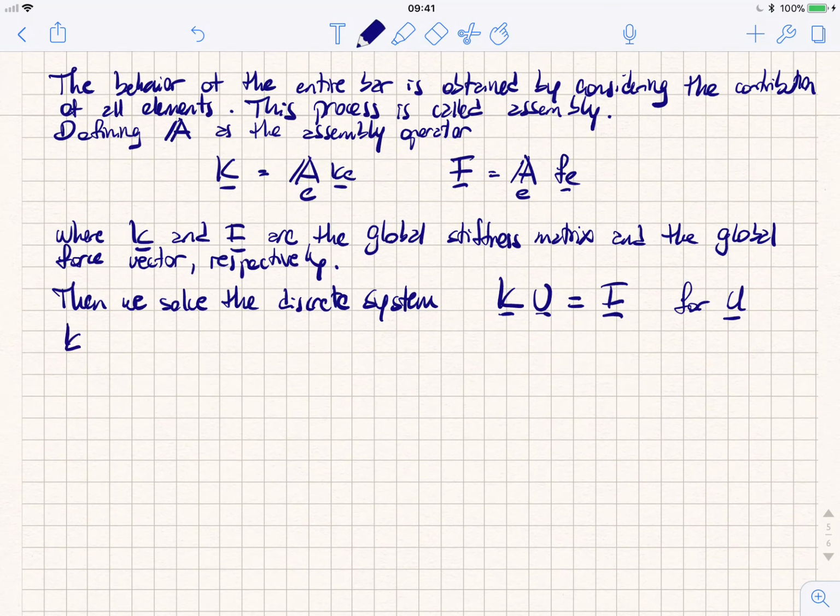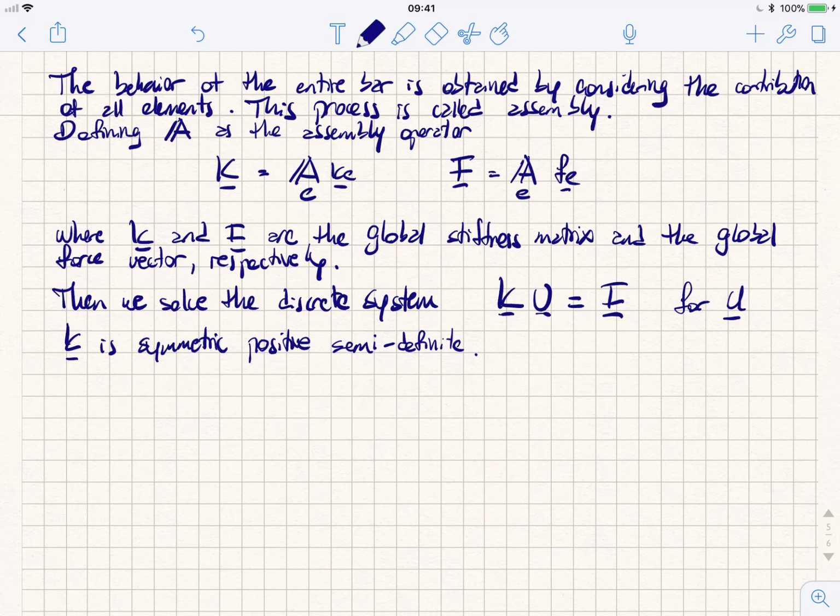K is symmetric, positive semi-definite. What does that mean? Who can tell me what semi-definite means? Positive semi-definite. Zero or higher. Yeah, so it has zero or positive eigenvalues.